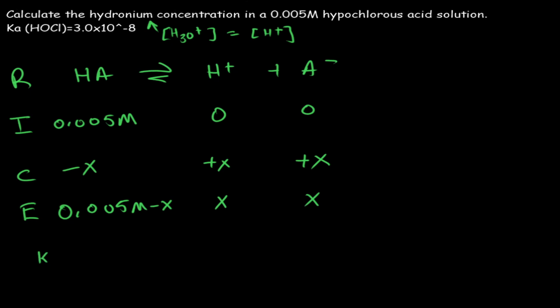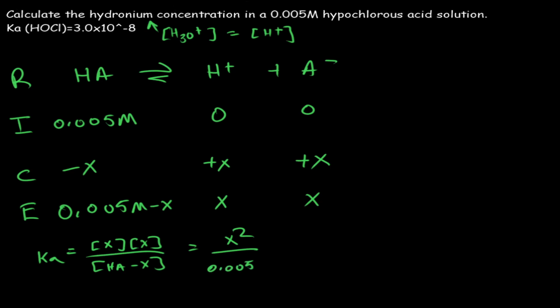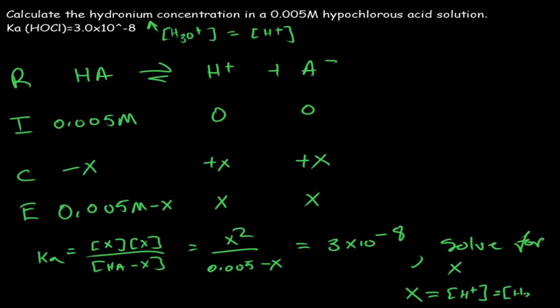So our Ka is simply our X times our X over HA minus that X value, which is X squared over 0.005 minus X. And that's going to be equal to 3 times 10 to the negative 8. So our goal is solve for X, and that's equal to our H3O plus concentration. So we just have to solve for X this time.